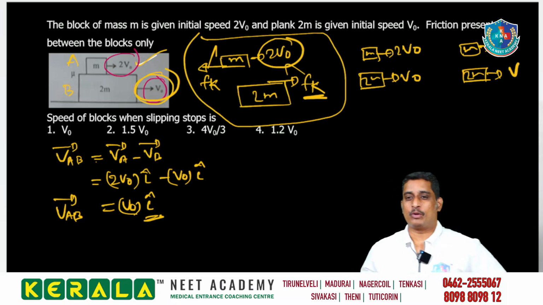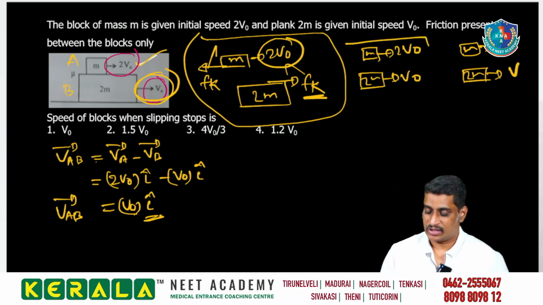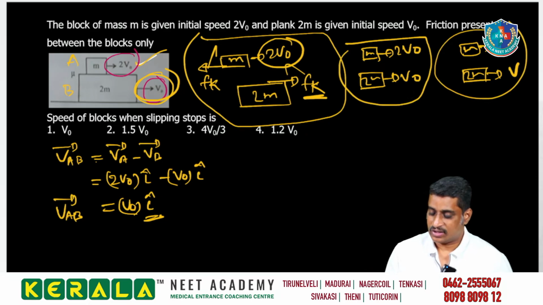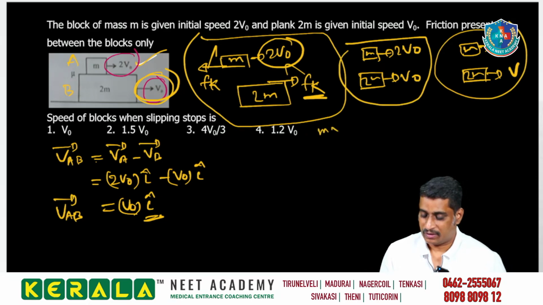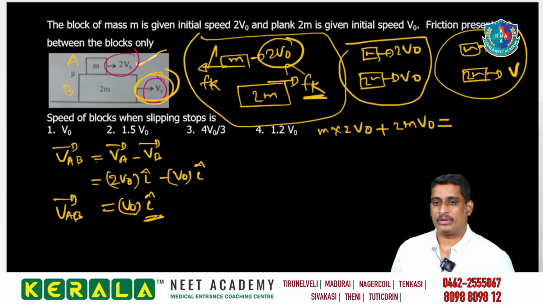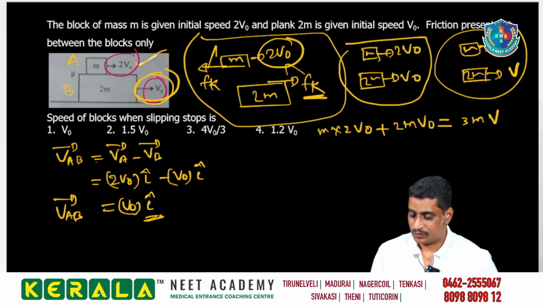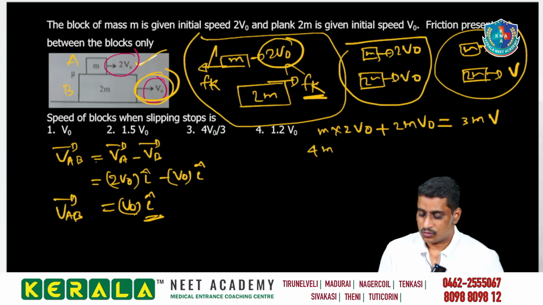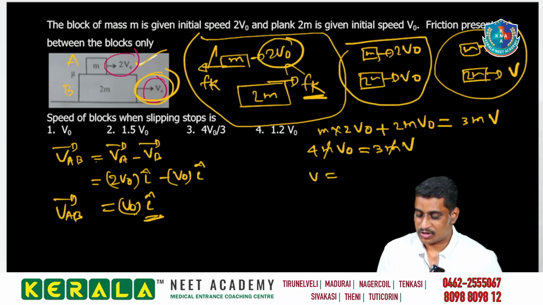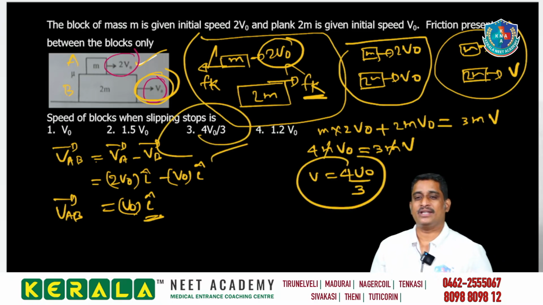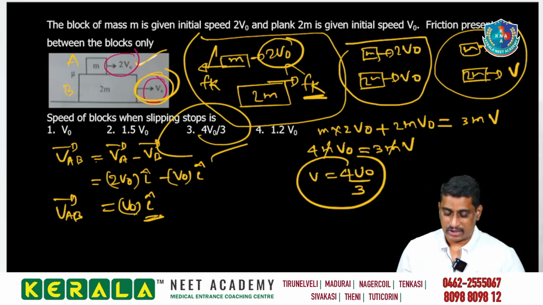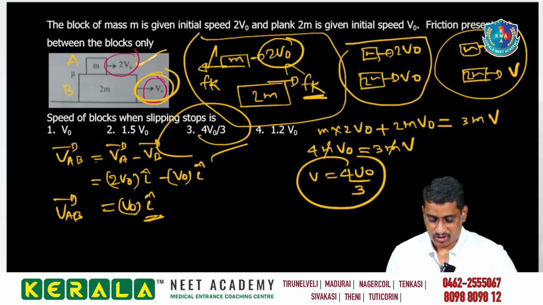By applying conservation of momentum to the initial state and the final state: in the initial state, the total momentum is m into 2v0 plus 2m into v0. In the final state, the total momentum is 3m into v. So 4m v0 will be equal to 3m into v. So the common speed will be equal to 4v0 by 3. 4v0 by 3 will be the answer. So we can handle this type of numericals by applying the concept of conservation of momentum.